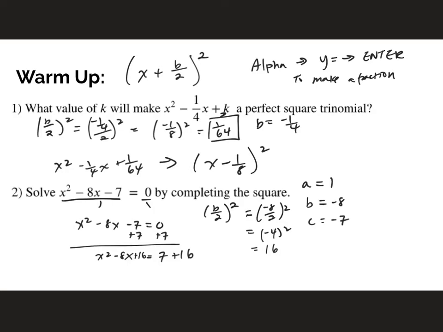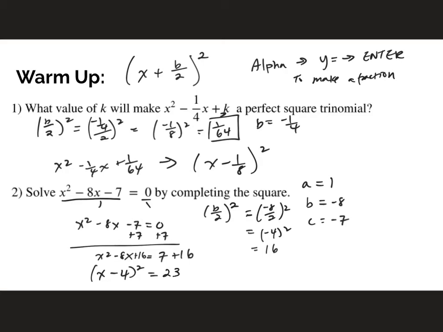So now that I've added my value to complete the square on both sides, what I want to do now is factor this as my perfect square trinomial. When I'm factoring, remember, I can just use this form to factor. So I'm just going to do x, and then my b over 2 was -4 when I simplified. So this is going to be x minus 4 squared equals, and then I'm just going to combine these like terms here to get 23.